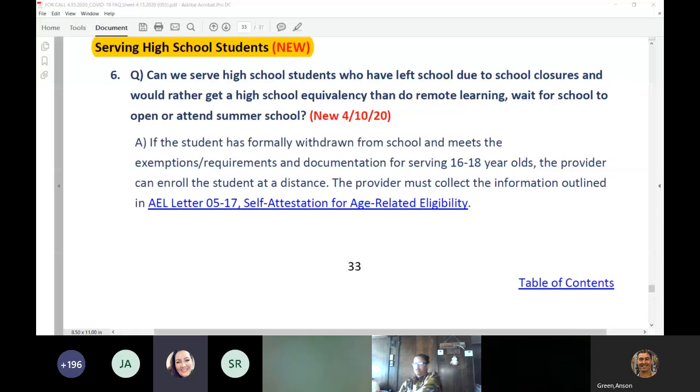And if you feel like, hey, if I have the student fill out this form and they're not going to go back and they enroll in our services, then I think you're going to be safe. And that's what we worked out with our general counsel here at the state level. Okay, thank you. Good clarification.